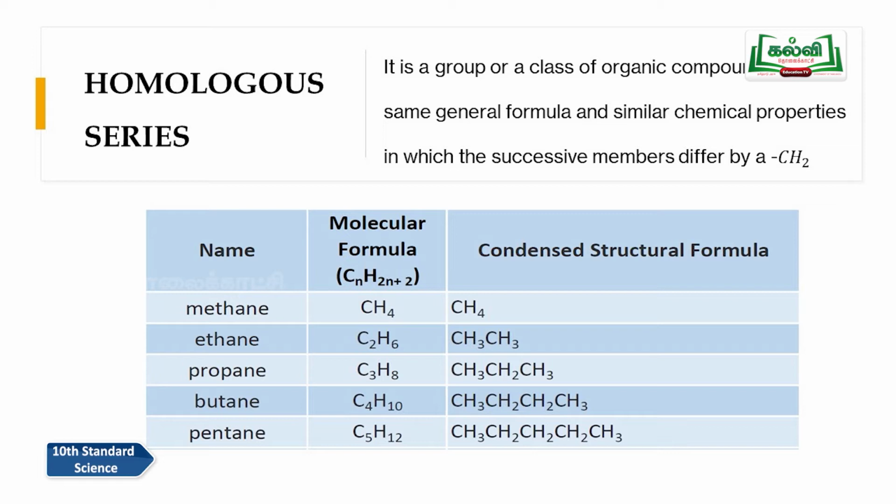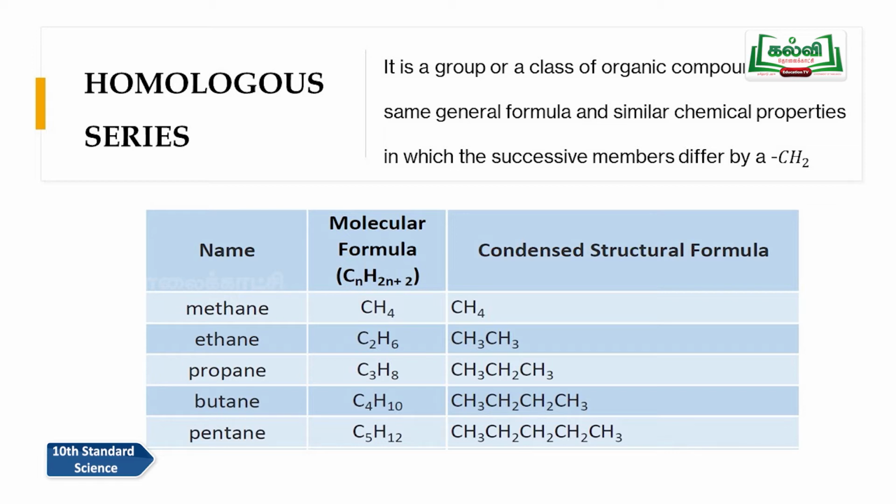For example, if you take CH4 and C2H6, ethane contains 1 carbon atom more than methane and 2 hydrogen atoms more than methane. Therefore, the difference is CH2. Similarly, if you see the difference in carbon and hydrogen between ethane and propane, again it is CH2. And it follows likewise for the other members also.